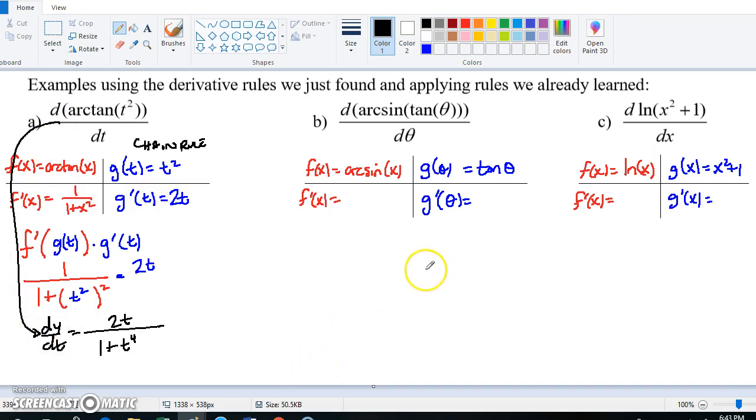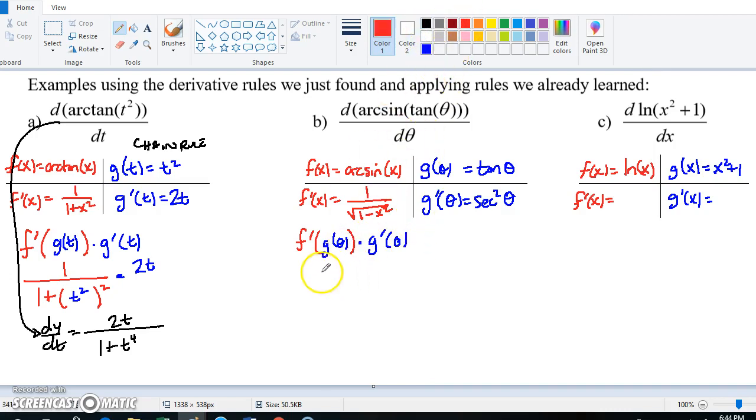All right, next example is also a chain rule problem. My outer function is the arcsine of x. The derivative of the arcsine is 1 minus x squared underneath the square root and in the denominator, so 1 over the square root of 1 minus x squared. My inner function is the tangent of theta. The derivative is secant squared theta. This is also a chain rule, so we're going to do the same thing we did before, f prime composed with g of theta times g prime of theta.